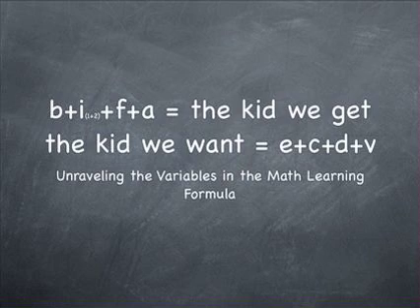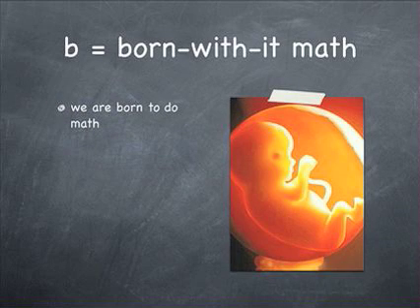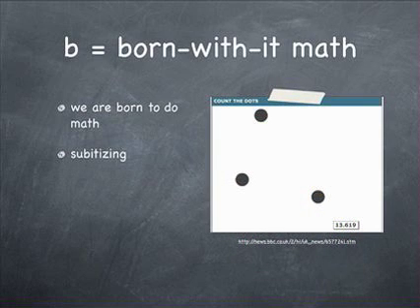So B is for the math we are born with. And so we are born to do math. It is in our genetic makeup to do math. When they look at kids and they do tests, we are born, we're able to subitize. Everybody know what subitizing is? Subitizing is the ability to recognize a quantity without counting. So at a glance, we as human beings, infants, are able to recognize the quantity up to about 3 or 4, and it varies from individual to individual.